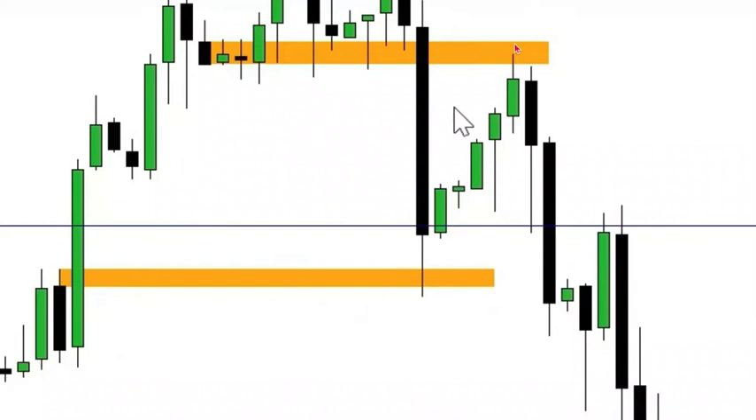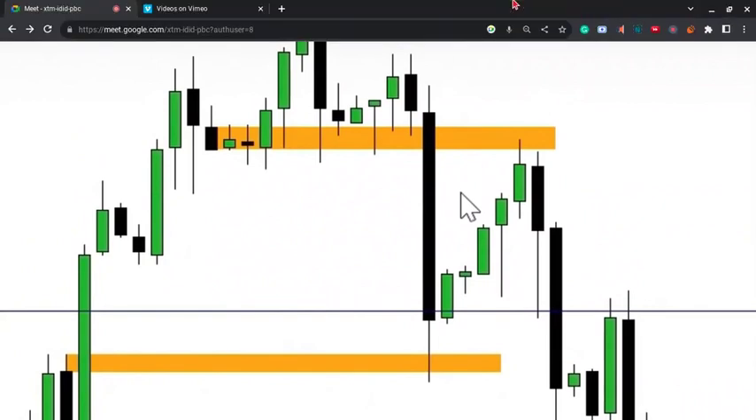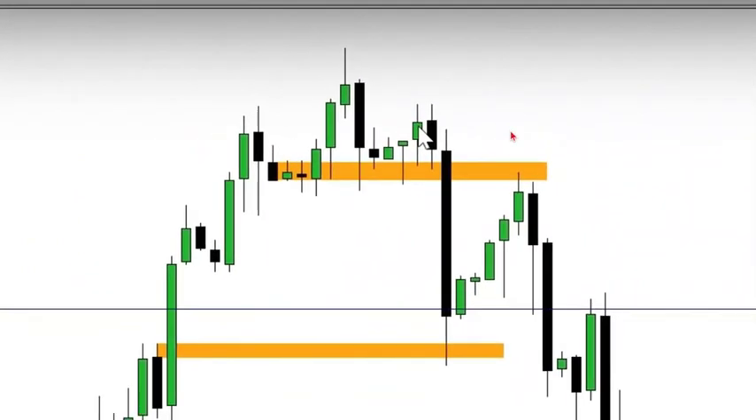Actually, that's why I like to study. Actually, I'm about to take a screenshot of this real quick. Hold on. I have a question. Yeah, this is a bearish order block here. Yes, it is a bearish order block.